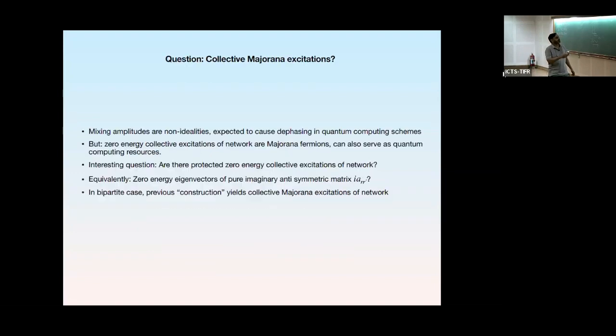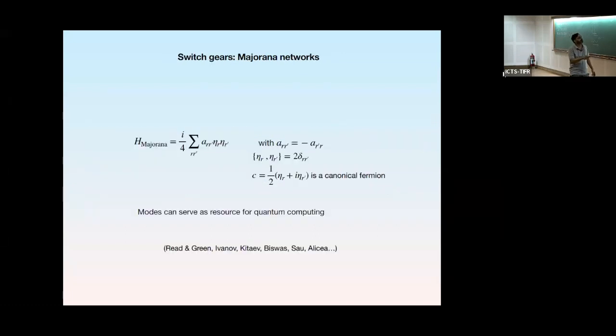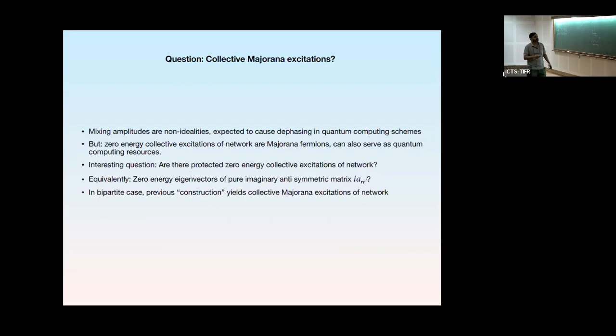And if they mix, they cause dephasing and there are problems. This is the claim. Which leads to the natural question: are there zero energy collective excitations of the network as a whole? Because if there are, those are also Majorana fermions. They're collective Majorana modes of the whole network, and they could serve as a non-local resource for computing, right? So I want to ask the same question in this context: when can I find collective Majorana excitations of such a network? What characterizes the zero modes of this network? And that's basically asking, what are the zero energy eigenvectors of a pure imaginary antisymmetric matrix? That's the question. So that's the other context in which I worry about zero modes.